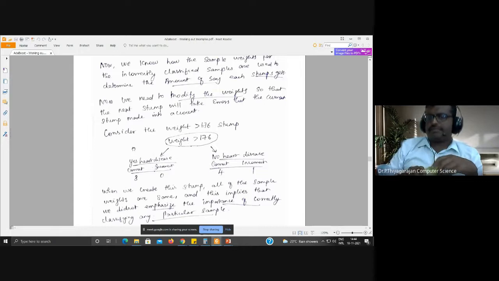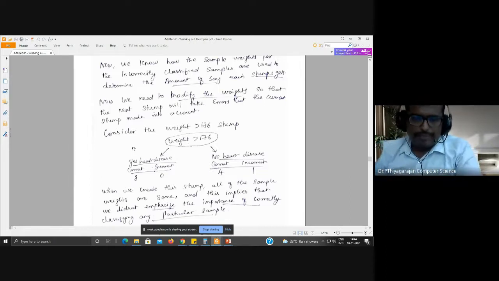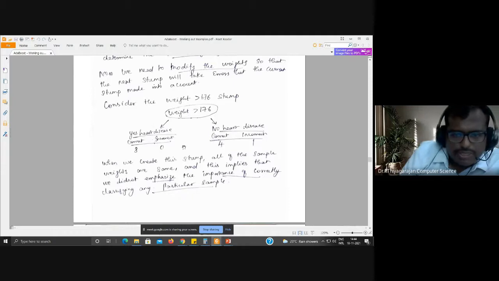Based on Gini index. Okay. So this is the stump which you're going to deal with.